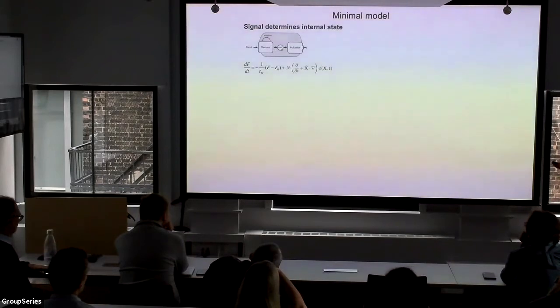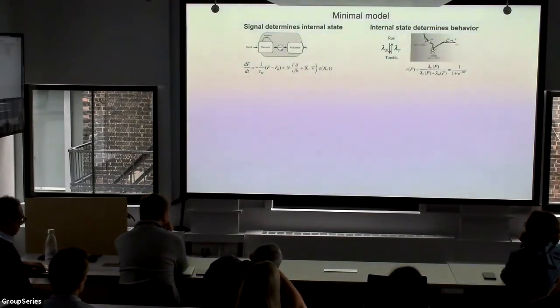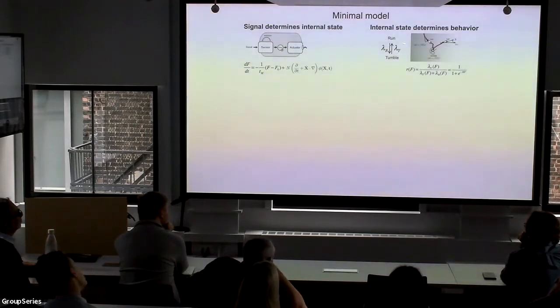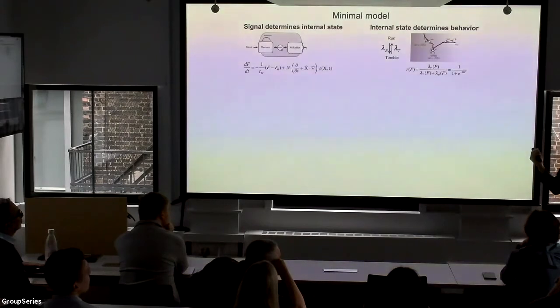And so now this internal state is controlling this probability to switch from run to tumble or tumble to run. Okay, so those are Poisson processes governed by this F. And so the probability to run, on average, is going to be the ratio between the rate to tumble divided by the sum of the two rates, and you can write this like this, where h, if you want, is the gain of the motors.